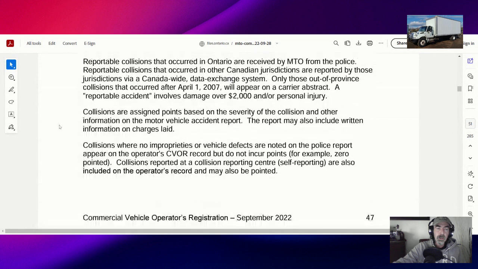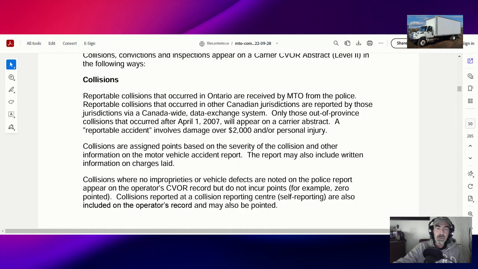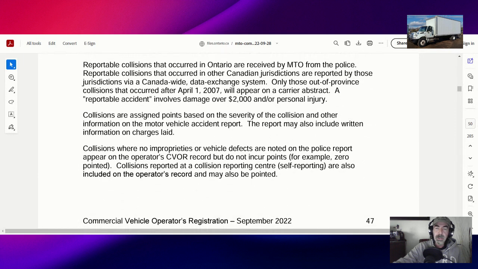Collisions, convictions, and inspections appear on the Carrier CVOR abstract level 2 in the following ways. Collisions. Reportable collisions that occur in Ontario are received by MTO from the police. Reportable collisions that occurred in other Canadian jurisdictions are reported by those jurisdictions via a Canada-wide data exchange system. Only those out-of-province collisions that occurred after April 1st, 2007 will appear on a carrier abstract. A reportable accident involves damage over $2,000 or personal injury.